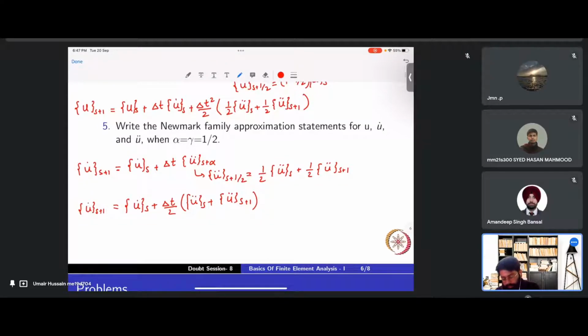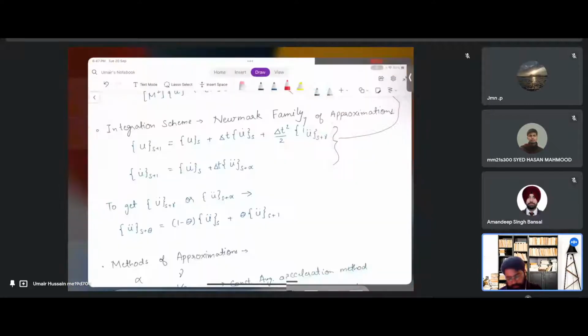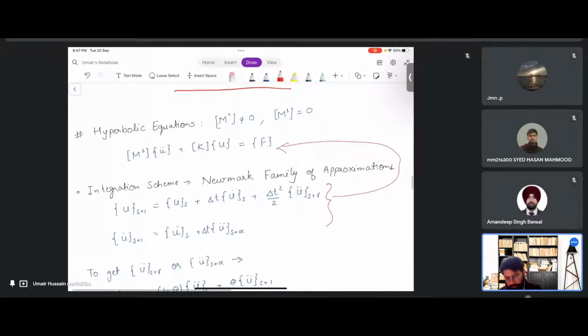And now how do we find our u double dot s plus 1? Any idea? Any suggestions? I'll have to check the formula again. Yeah. So I told you that we substitute these values back in the statement, and we can get u double dot s plus 1.